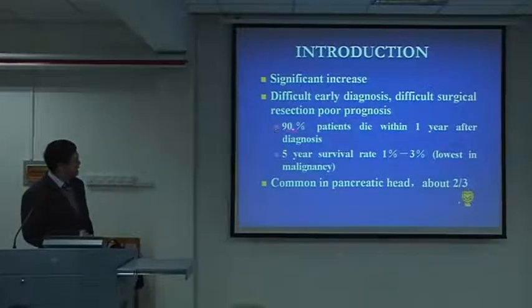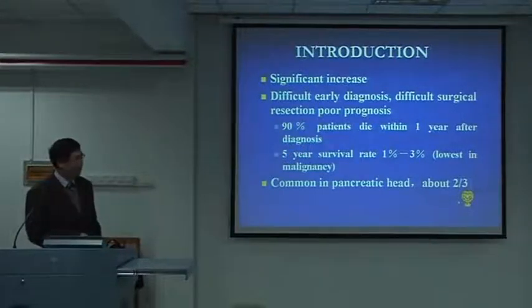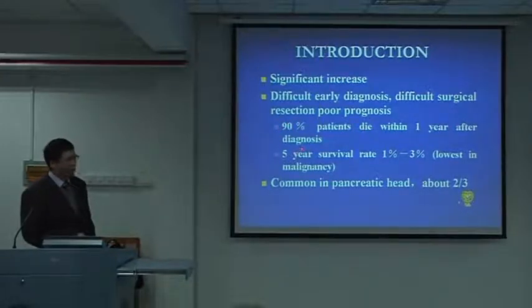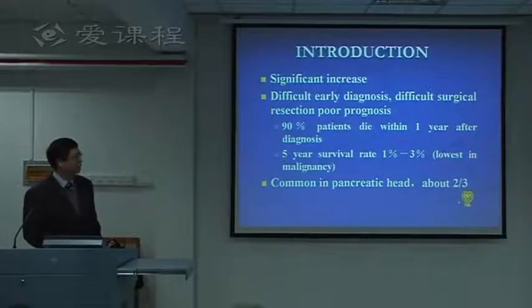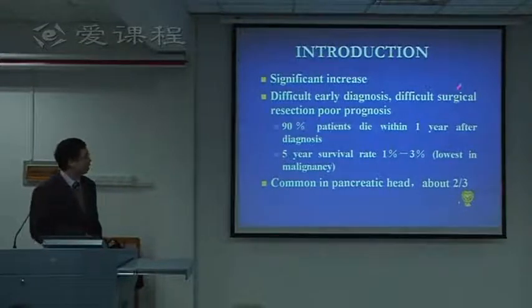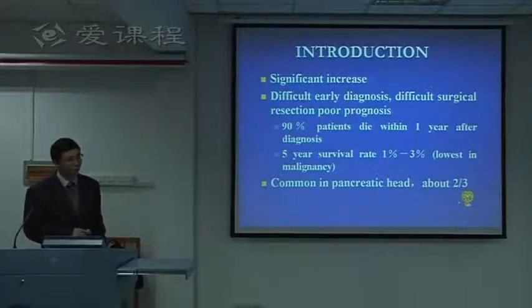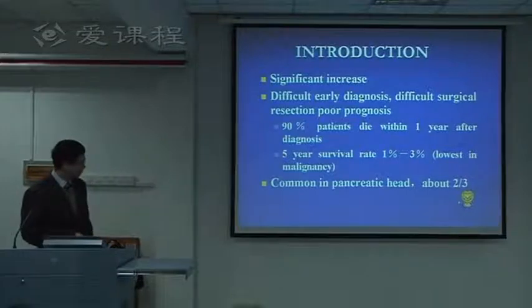How poor? We can see 90% of the patients die within 1 year after diagnosis. That means a lot of patients, when diagnosed with pancreatic cancer, are at a later stage, so the majority of the patients will die within 1 year. Of all the patients, the 5-year survival rate is only 1% to 3%. It's the lowest among malignancies. So the prognosis is very poor. But after radical resection, the 5-year survival rate is about 20%. Some centers will reach 30%.